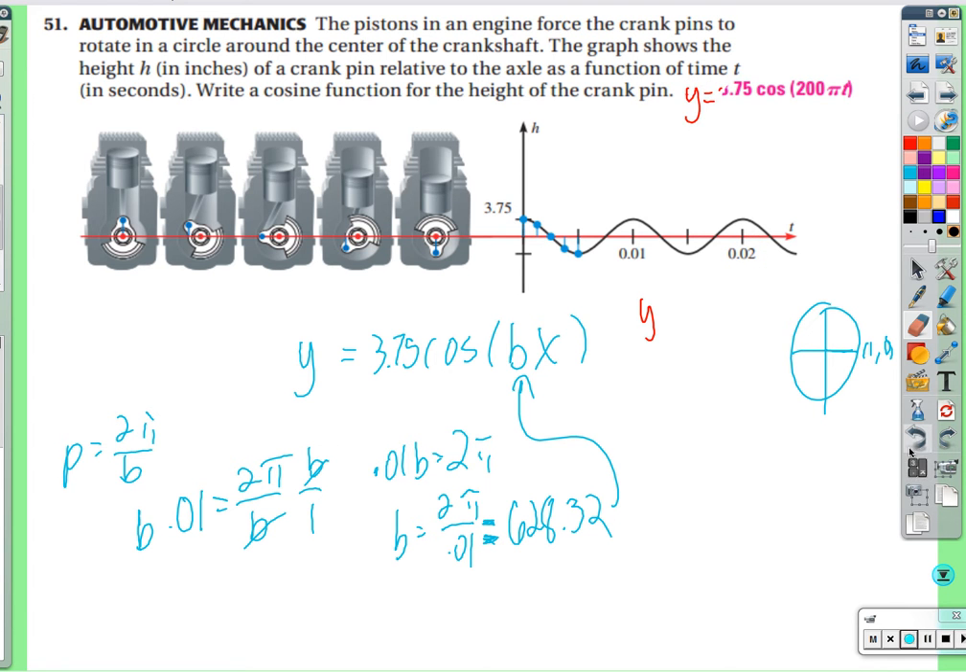Does that say the period's 200 times bigger than 1 pi? It's 200 pi times smaller. Like 200 pi of them will go by in the time of the normal period. So 628.32 of these will go in the time of 1 period. 2 pi is my normal period.